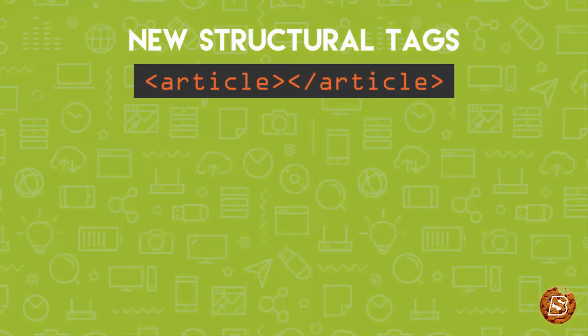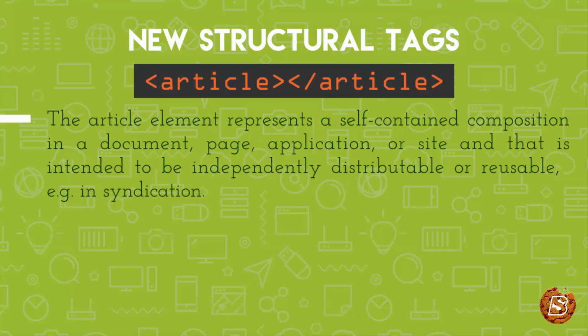Next we have article. Now, article tag represents an independent piece of content of a document. For example, we can have a blog entry or newspaper article. The specification defines it as the article element represents a self-contained composition in a document, page, application, or site, and that is intended to be independently distributable or reusable. Example, in RSS syndication feeds.